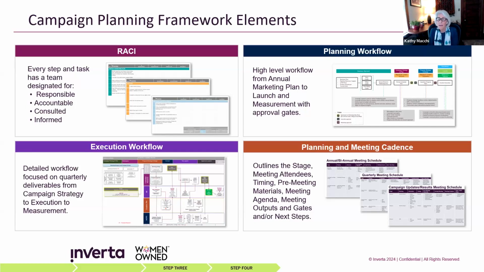And then along with that, you need basically a planning and meeting cadence. So what are you doing on an annual, quarterly, and campaign basis? And for each stage, who comes to the meeting? What do I have to come prepared with? What's the agenda? What is the outcome of that meeting? What are next steps? So once you have your framework, your RACI, your workflows with SLAs, and your planning and meeting cadence, this adds structure that surprisingly actually makes it easier.